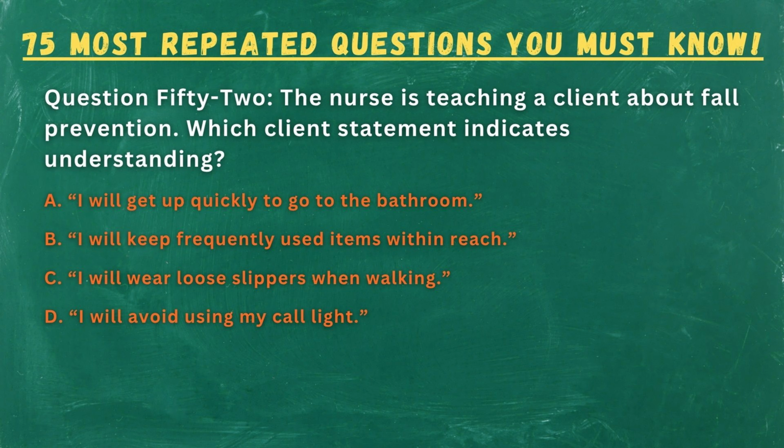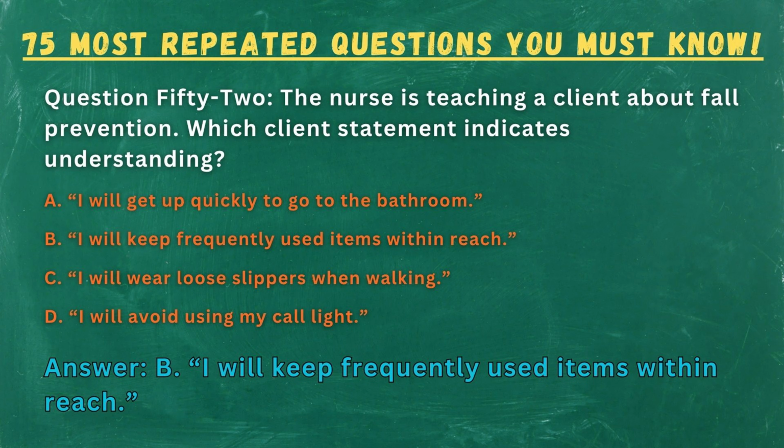Question 52. The nurse is teaching a client about fall prevention. Which client statement indicates understanding? A. I will get up quickly to go to the bathroom. B. I will keep frequently used items within reach. C. I will wear loose slippers when walking. D. I will avoid using my call light. Answer. B. I will keep frequently used items within reach.